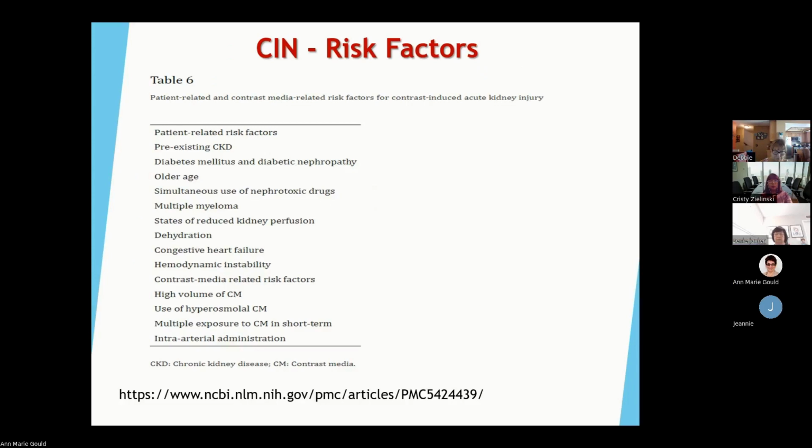So these are just some of the risk factors. I found this on NIH, and contrast media is CM. It's not case management. So just keep an eye on that. But I thought that was really helpful to show what factors they're looking at, and some of these patients who may have these diagnoses may be prone to CIN. I thought that was really a good little snapshot, a little cheat sheet, so to speak.